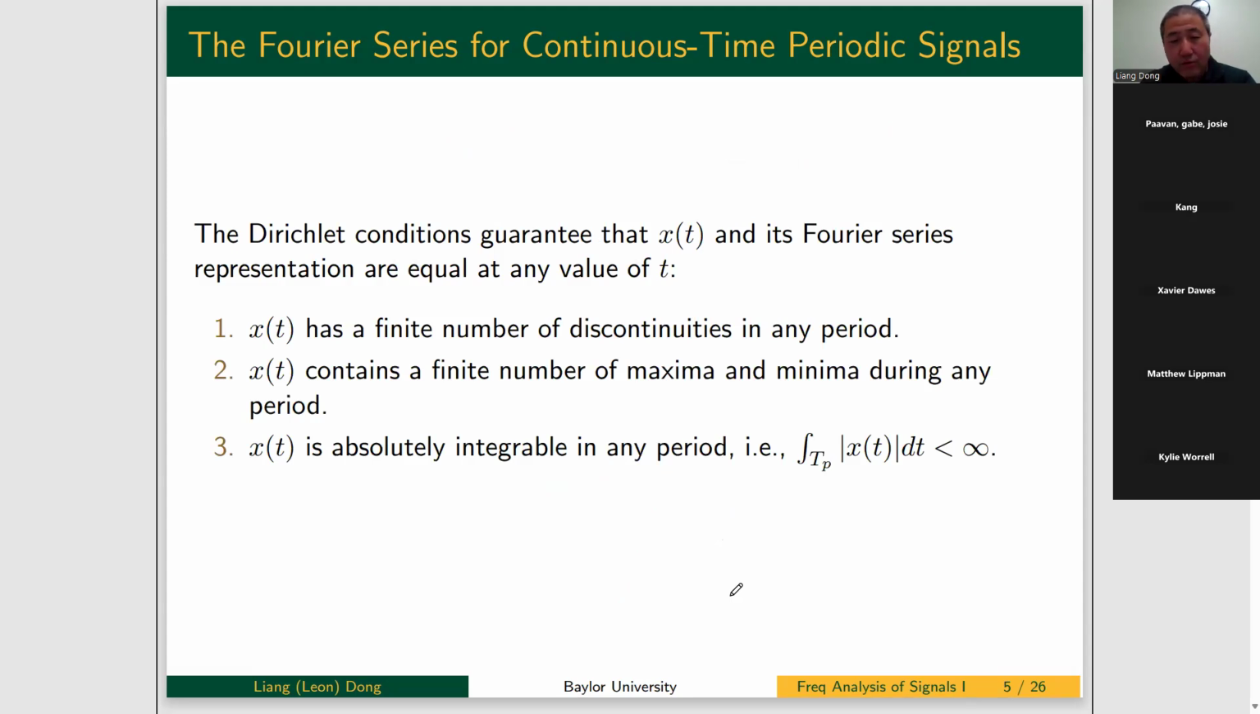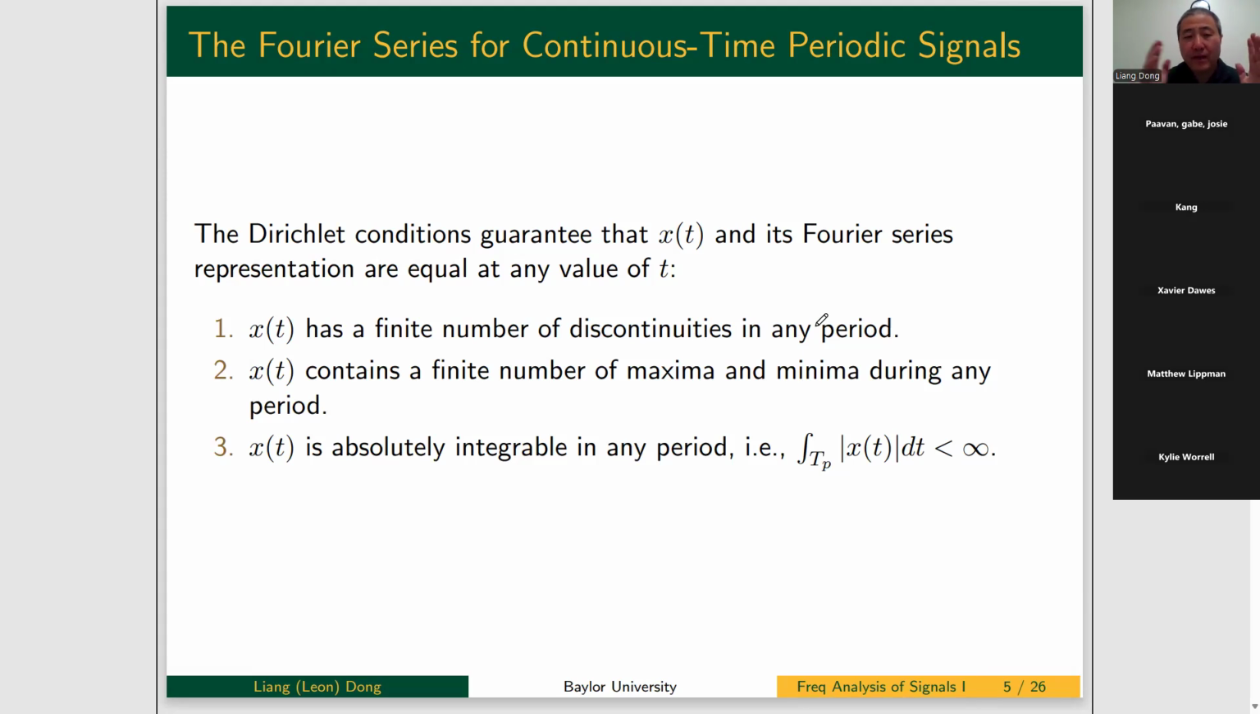So before we move on with Fourier transform, we need to give out some of the conditions. These are the conditions called Dirichlet conditions that guarantee that x(t) and its Fourier series representation are equal at any value t. So we are just going to look at them today, but later on we will assume by default these conditions are satisfied. The first one is x(t) has a finite number of discontinuities in any period.